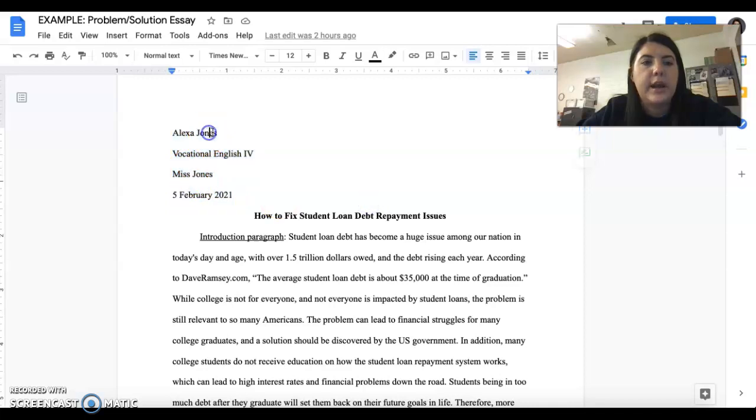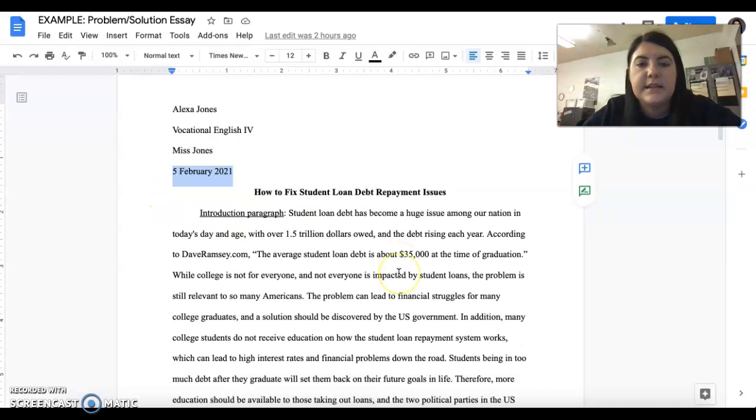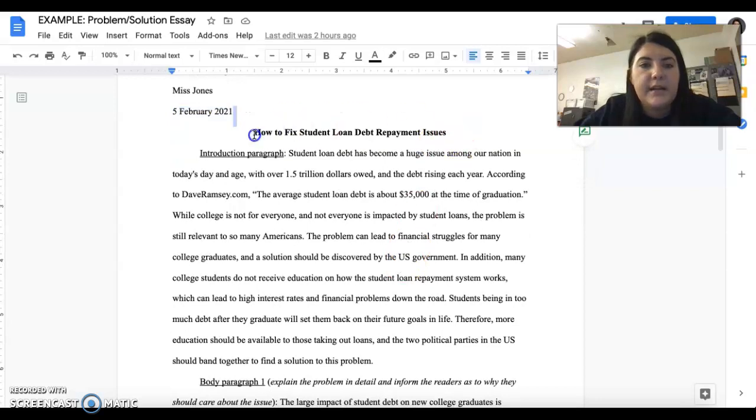Let's go ahead and take a look at our header. Starts with your name, the course name, teacher name, and then the due date. I just did my date as the day I wrote it. Here's my title, How to Fix Student Loan Debt Repayment Issues.